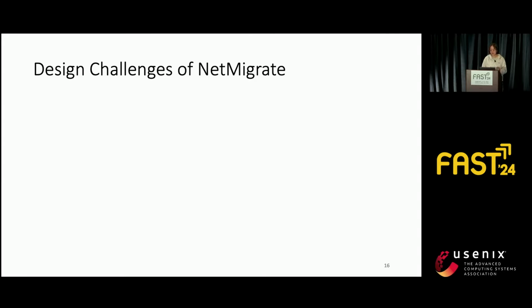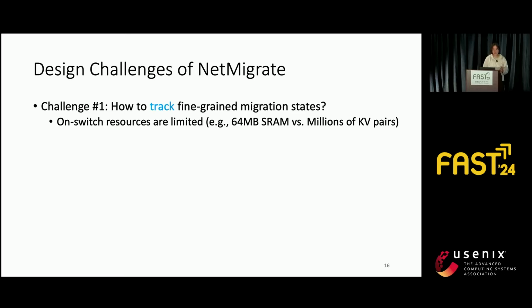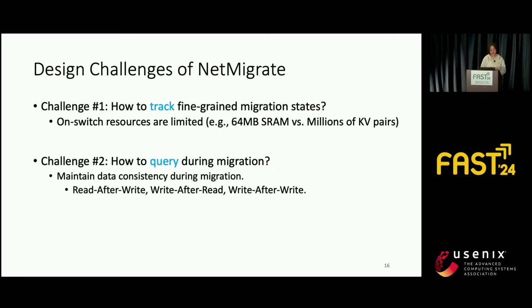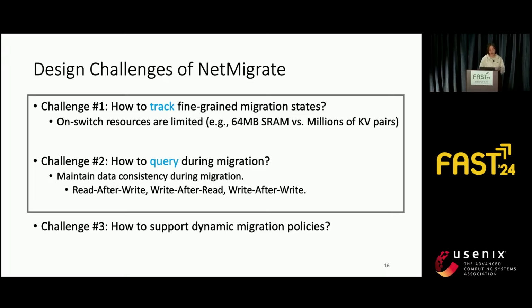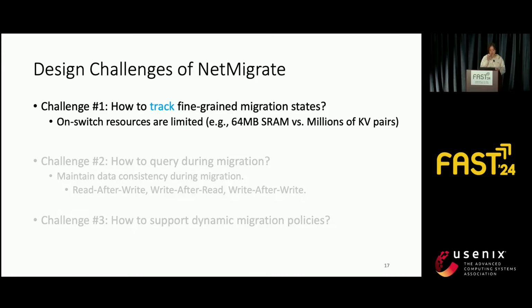However, there are several challenges in designing NetMigrate. First, how can we track the fine-grained migration states, given that the on-switch resources are quite limited? Second, how can we query during migration while maintaining strong data consistency? And third, how can we support dynamic migration policy? In this talk, we will focus on the first two challenges. Let's look at the first one.